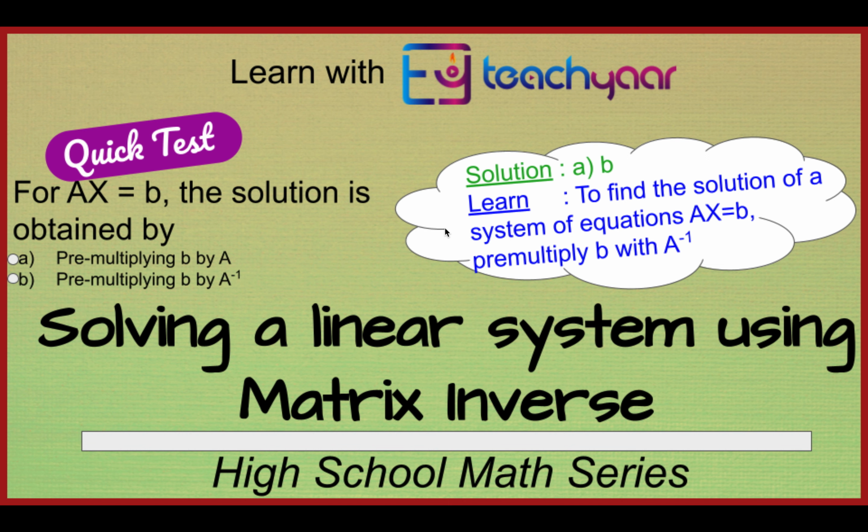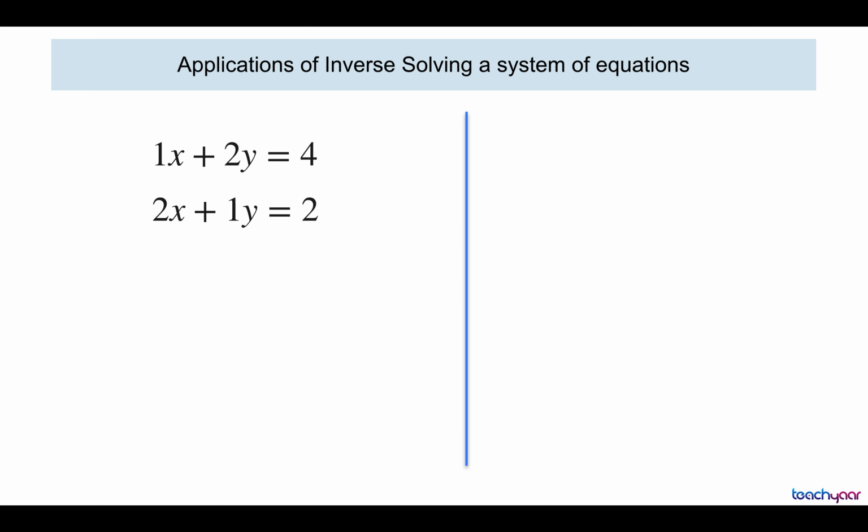And actually, in real life you encounter systems of equations which have hundreds of variables and hundreds of equations, and this is how mathematically these systems are solved. So let's look at this simple system of equations you see on the screen. You have 1x plus 2y equal to 4 and 2x plus 1y equal to 2. Your variables that you need to solve for are x and y.